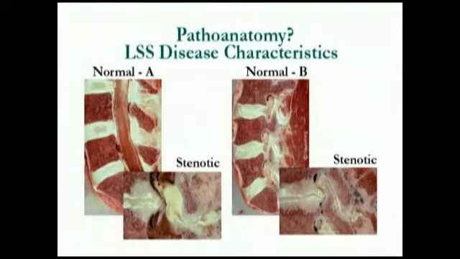Autopsy specimens confirm the MRI findings. To the left is a normal spine showing a widely patent lumbar canal. Below that shows a stenotic spine where the nerve roots are compressed both by bony and ligamentous components. This is also seen on the slide to the right.